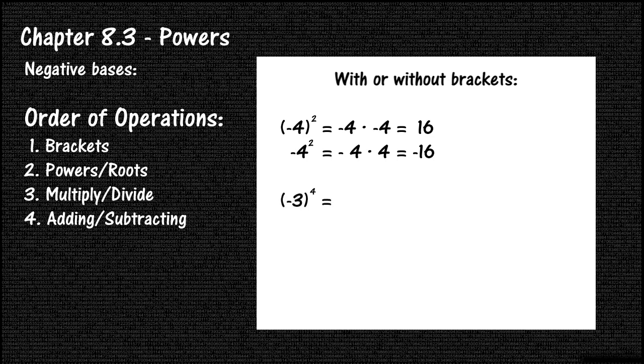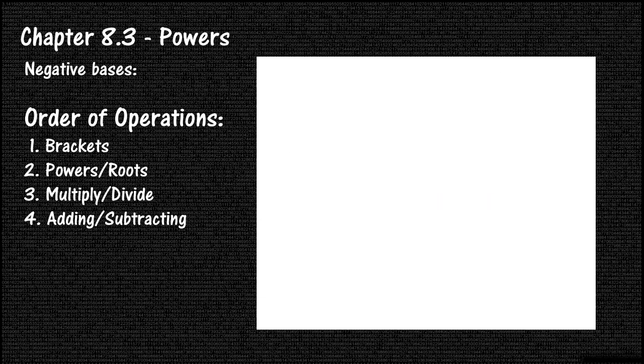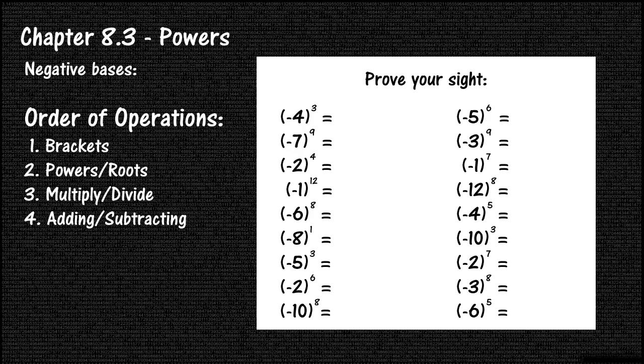(Minus 3) to the 4th means minus 3 times minus 3 times minus 3 times minus 3. This is 81, while minus 3 to the 4th is equal to minus 81. But be careful, (minus 2) to the 5th gives me minus 32. This is because the 5 is an odd number, and so there are an odd number of minuses. So without evaluating, can you guess the outcome of the following exercises? Pause the video if you want to give it a try, and in moments I will tell you which are positive and which are negative.